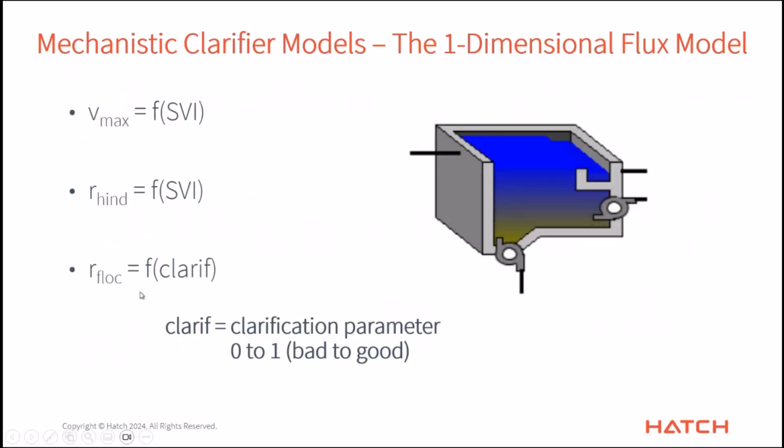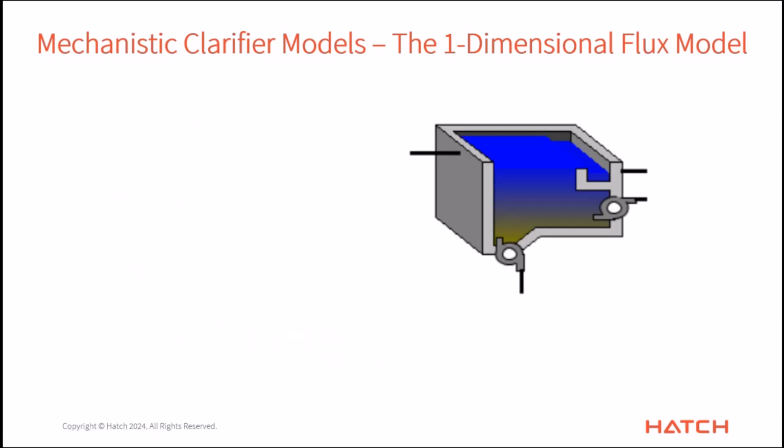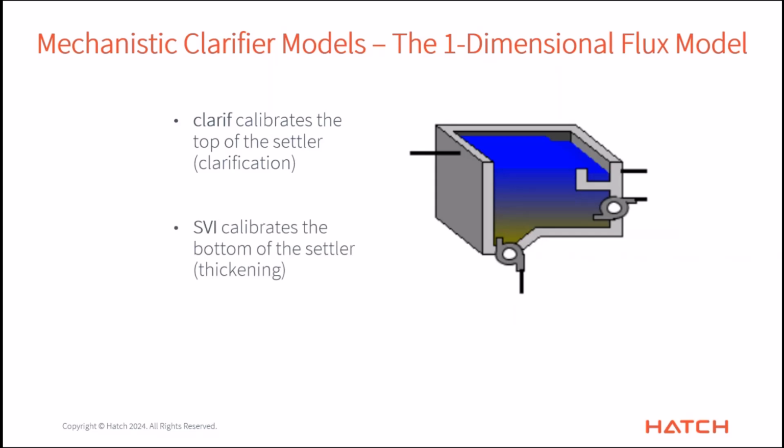Basically what we're doing is making these three parameters a function of these two parameters, and we have relationships to do those. You can read up on it in our tech ref if you want to get into the details. The clarification parameter is very empirical. It basically says you get good clarification or bad clarification on a scale from 0 to 1. 0 is bad, 1 is good, and you can move along in there as needed. And SVI works the same way that you would do it for measuring it. So just to recontextualize all of that.